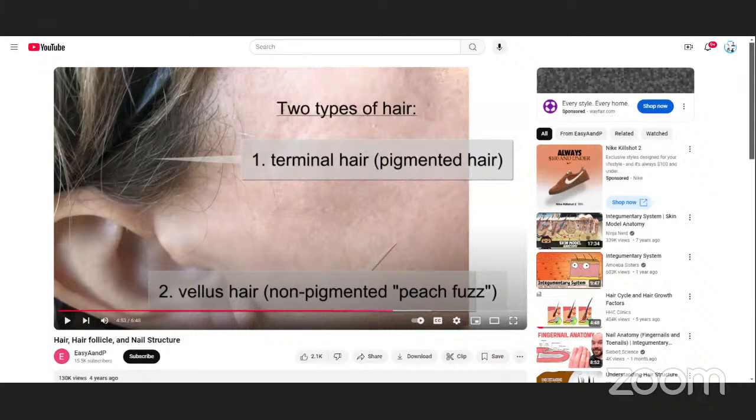And what technique that estheticians love involves the removal of vellus hair. And you see vellus hair is non-pigmented. They call it peach fuzz. What popular technique do estheticians use to remove peach fuzz? Dermaplane.